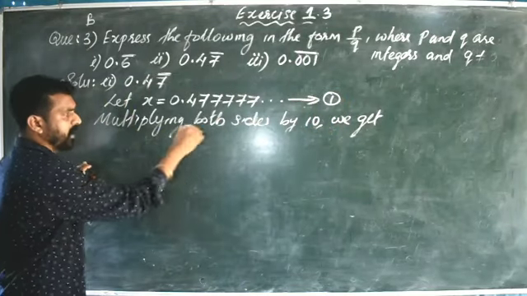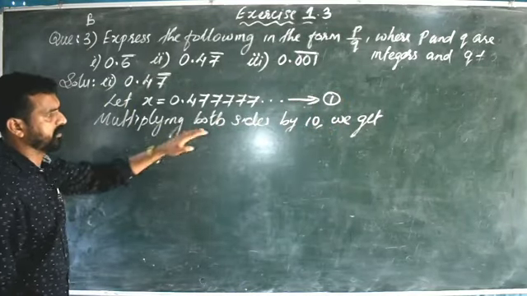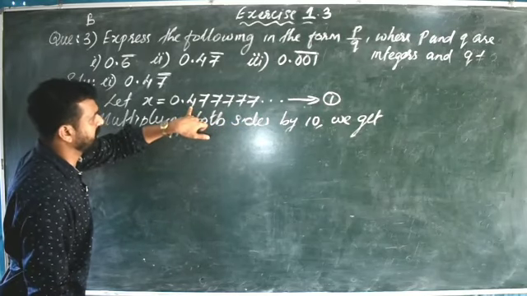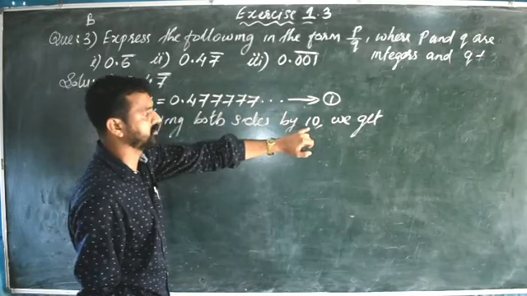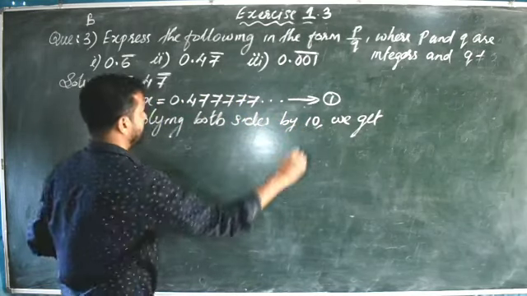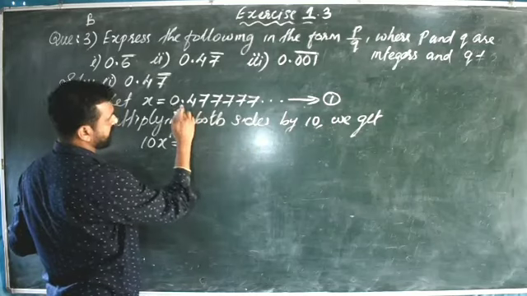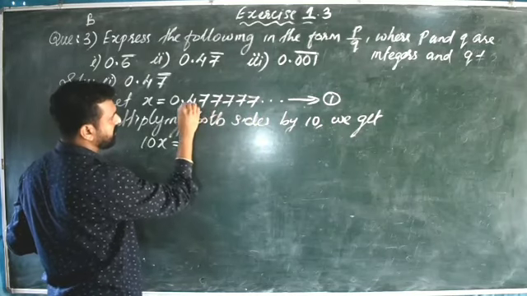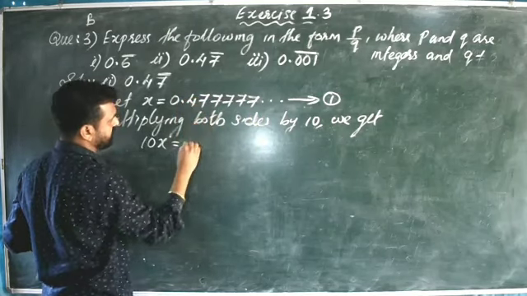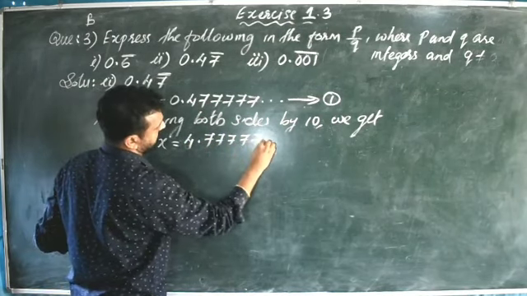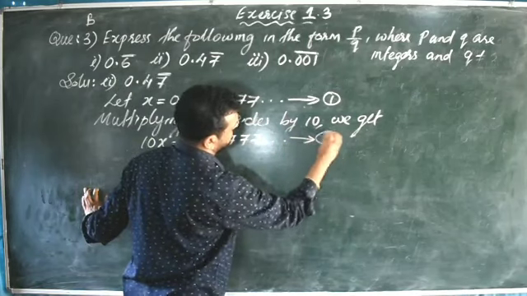Now multiplying both sides by 10. Here also I am multiplying both sides by 10. Why? Because after the decimal point one digit is not repeating, that is why we have to multiply it by 10. Then 10 into x becomes 10x is equal to 10 into 0.4777 etc. The decimal point will go one place to the right side, and it will become 4.7777 etc. That we will write as equation 2.